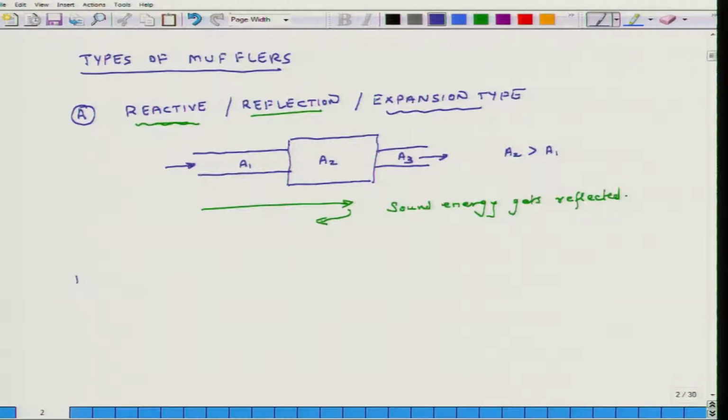Now, there is another category of mufflers, and they are known as absorptive mufflers, or some people also call them dissipative mufflers, or some people call them resistive mufflers.